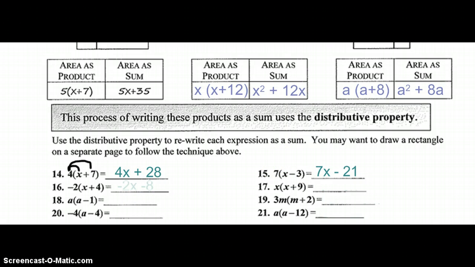Question 16 is negative 2x minus 8. You could also have negative 2x plus negative 8. Question 17 is x squared plus 9x. Question 18 is a squared minus a. You could have a squared minus 1a, but you don't need the 1 there. 19 is 3m squared plus 6m. Number 20 is negative 4x plus 16. Now the reason why it's plus 16 is because you're taking a negative 4 and multiplying it by negative 4 to get a positive 16. 21 is a squared minus 12a.